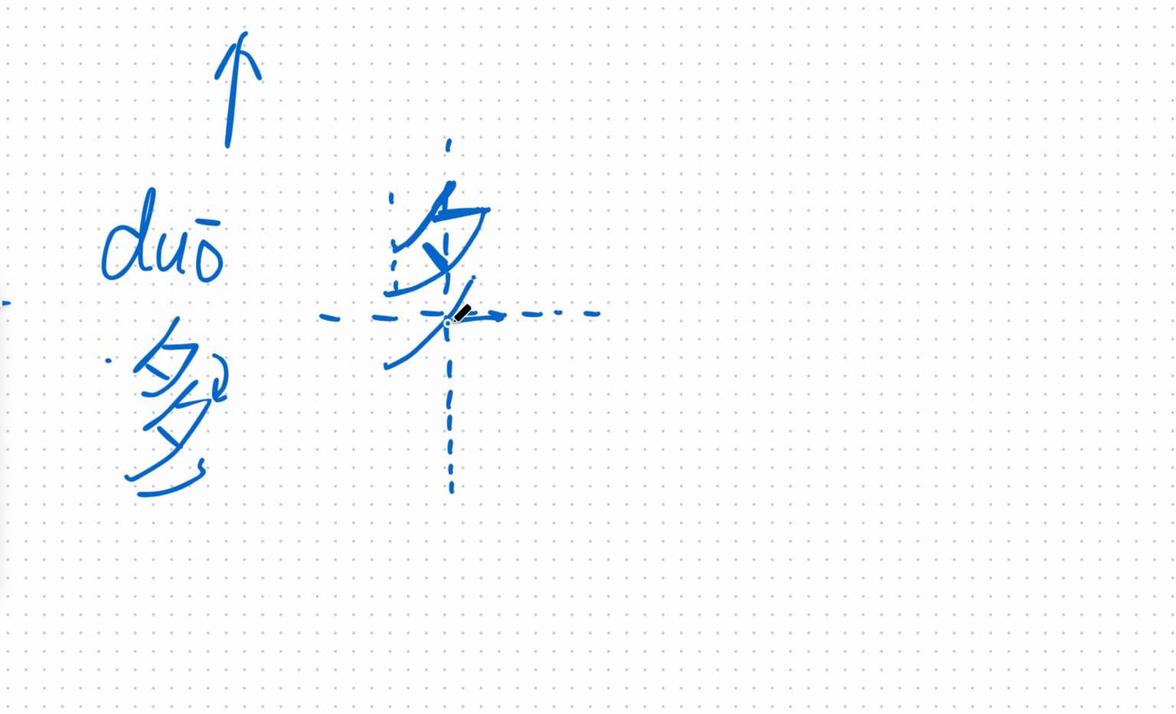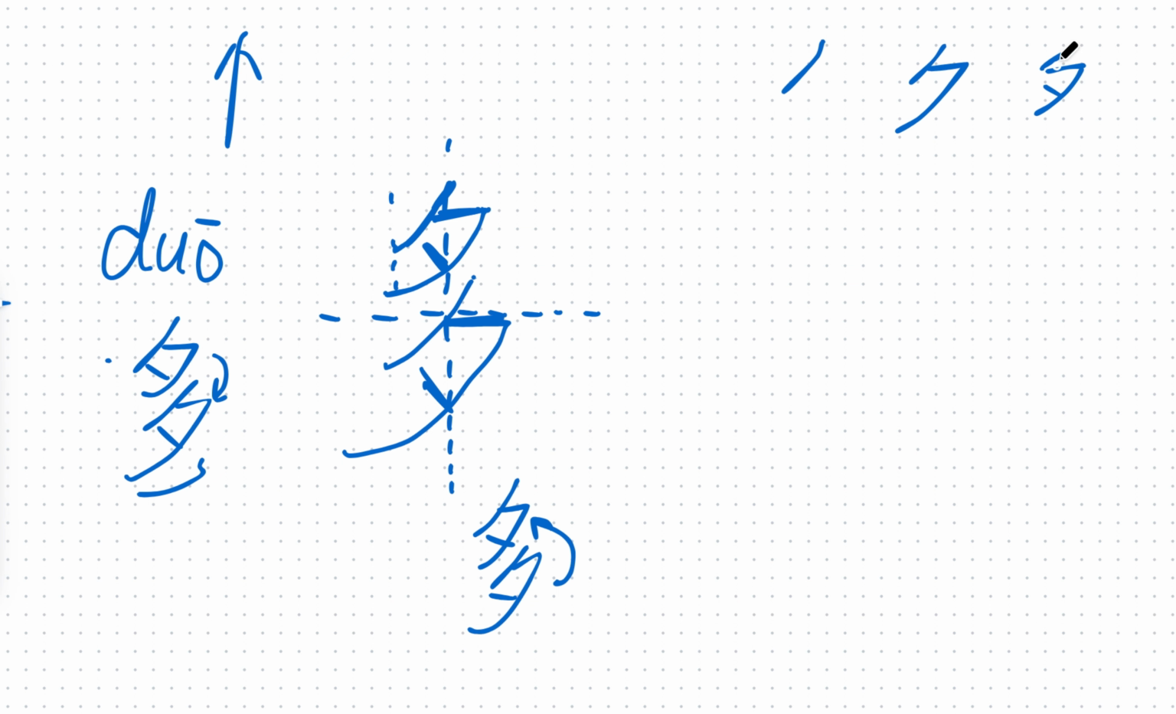Next, and see this character. Okay, this part is a bigger part. So first, second, third, 4, 5, 6. 多.